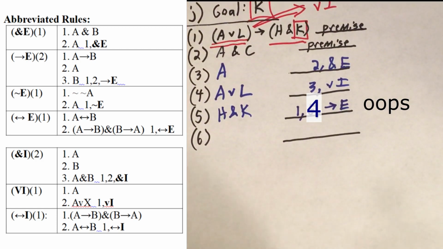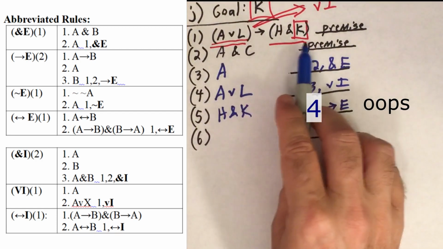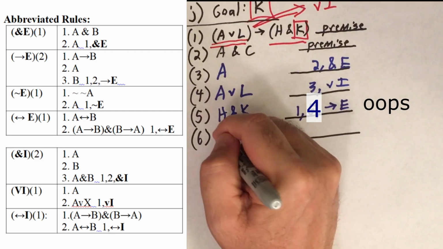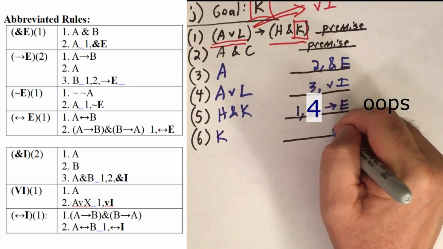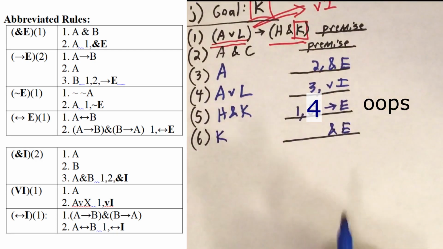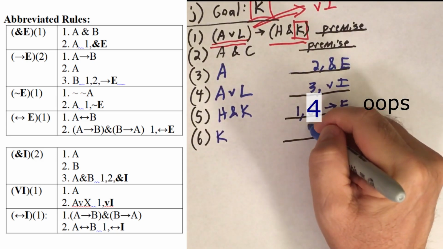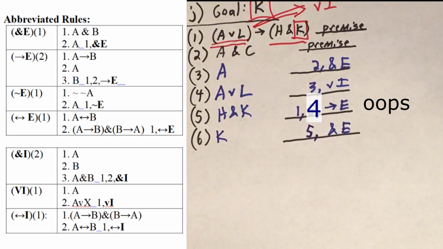See it? And now you can see it easy. I have H and K. I will simply take K out. That is easy. That is my and elimination rule. Requires one line of justification. I took apart line 5, and I'm done.